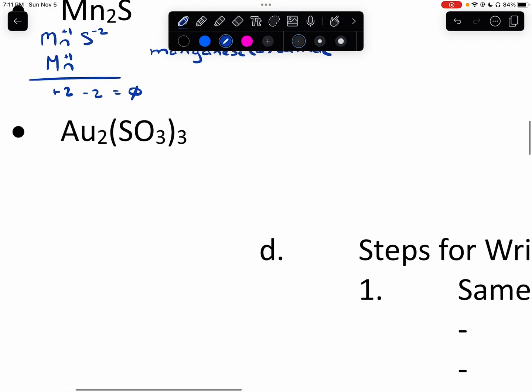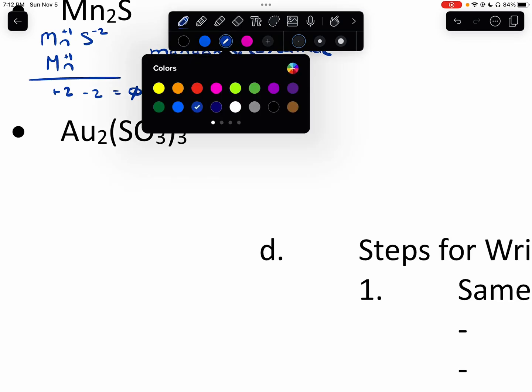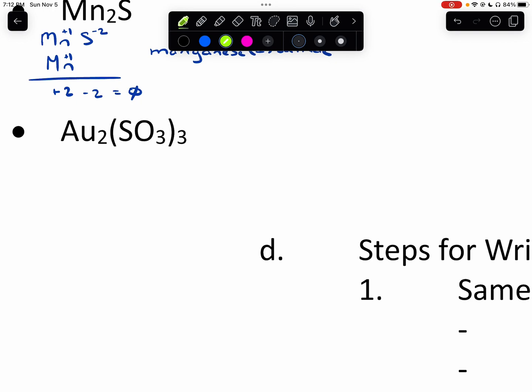Okay, so let's roll on and do this last one. I want you to try this last one on your own. I will give you a couple of seconds and then I will work it very slowly after you. So please take a little time to work this one on your own. So hopefully you came up with gold 3 and then sulfite. Hopefully that's what you came up with.